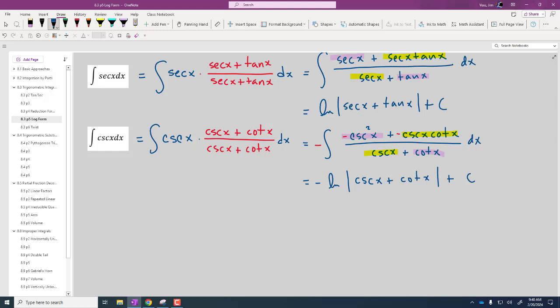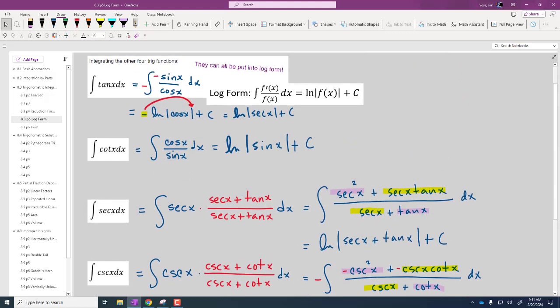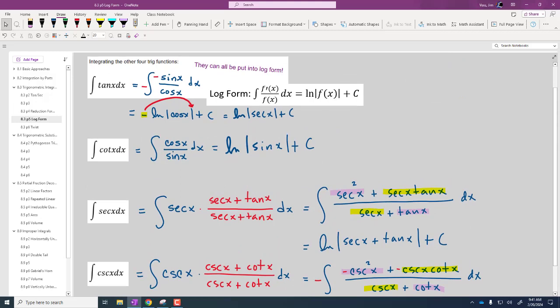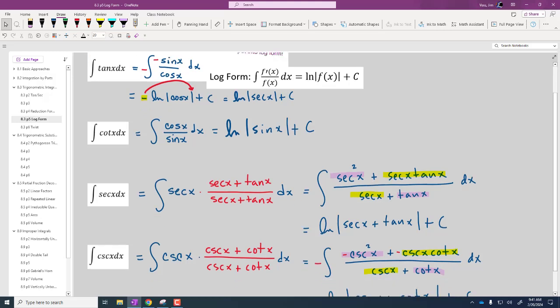Looking at this again, we just want to get into the habit. This pattern is so common, it just has to be one of your reflexive integration techniques. Is it in log form? Can I put it in log form? Because it shows up so much. Super important.